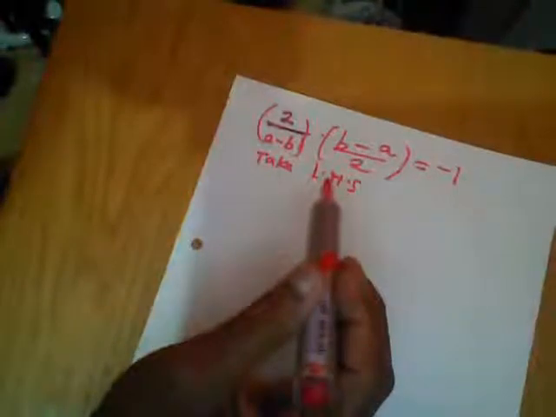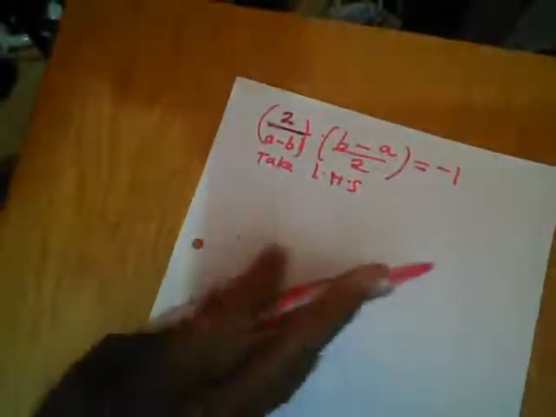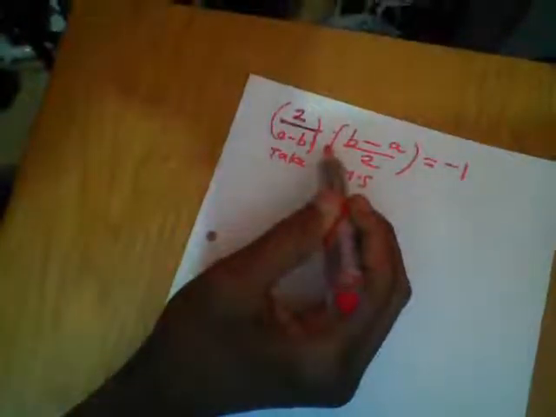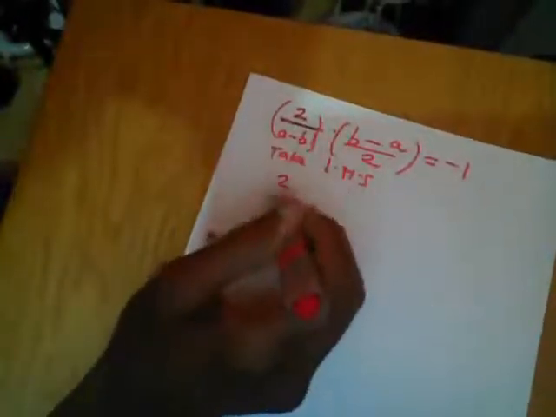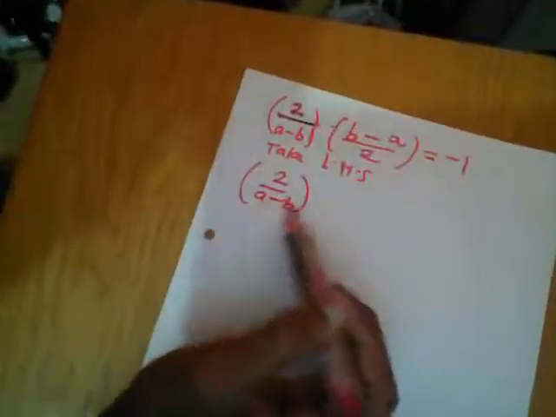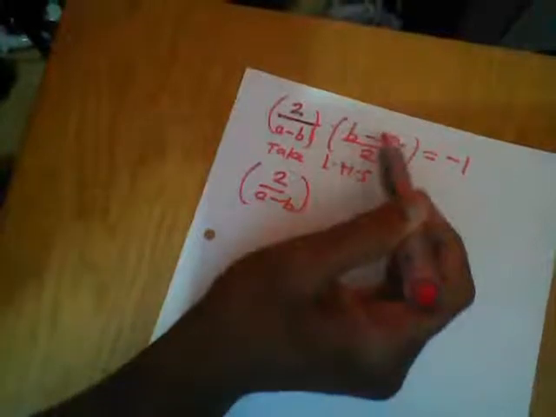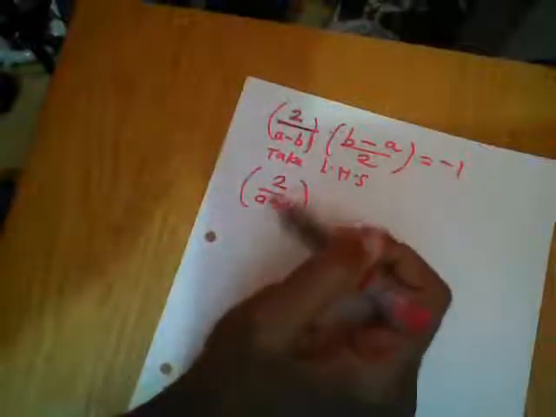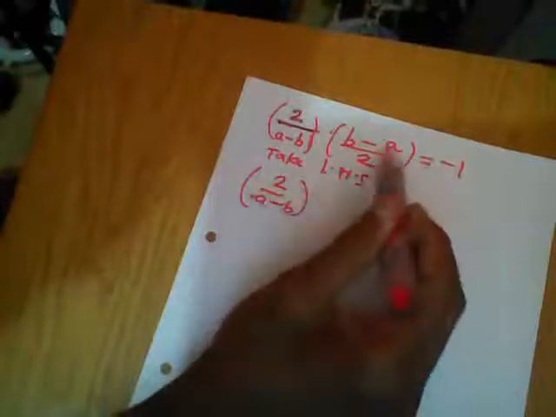So what I'm going to do, I'm going to write my 2 over a minus b, and then look, this is a minus b. This a is positive, but this a is negative here. And remember, when they're equal, I can cancel them. But this a is positive, and this a is negative.